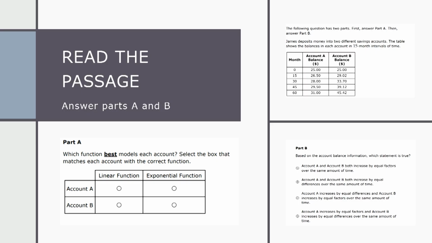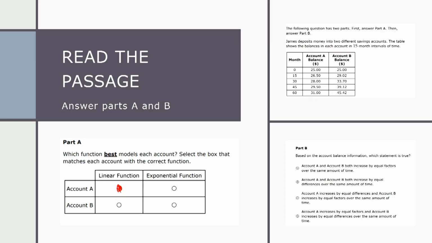I see as I go up every 15 months, I am increasing 150 for the first one, and then 150 for the second one, 150 for the third one, and 150 for the fourth one. So if I'm increasing the exact same between every point, that's going to be linear. So then let's look at the next one.